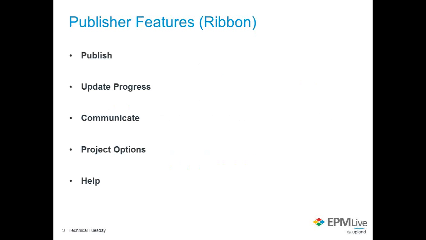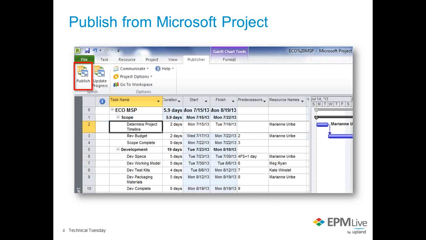Today we'll be looking at features available on the Project Publisher tab, which include publish, update progress, communicate, project options, and help. Okay, after creating and saving a project schedule in Microsoft Project, you are ready to use the Project Publisher. To publish the project schedule into EPM Live for Microsoft Project, the Publish button is used.